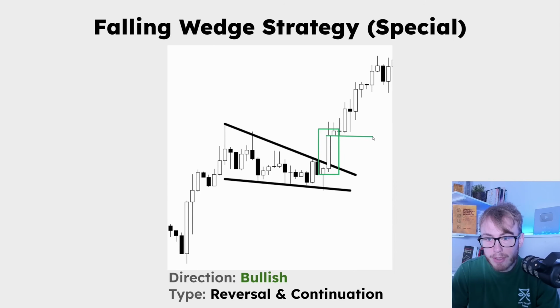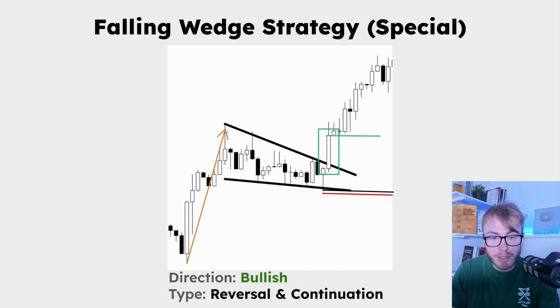So the entry point, the most common one, is to enter at the candle close of the breakout. So you enter right there. The stop loss is usually set below the lowest part of the wedge. Or in other words, you set it below this part right here. You can see the price wicked a bit below the lower line. And as for your target level, you have two main methods.